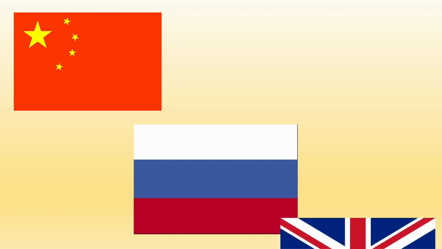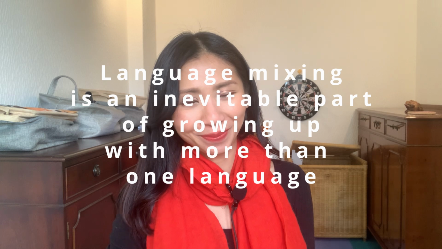If you've been raising your child to speak more than one language for a while, you've most likely noticed that your child sometimes mixes the languages. I certainly see that with my own kids who are raised to be trilingual in Mandarin, Russian and English. This phenomenon is very common and is in fact an inevitable part of growing up with more than one language.